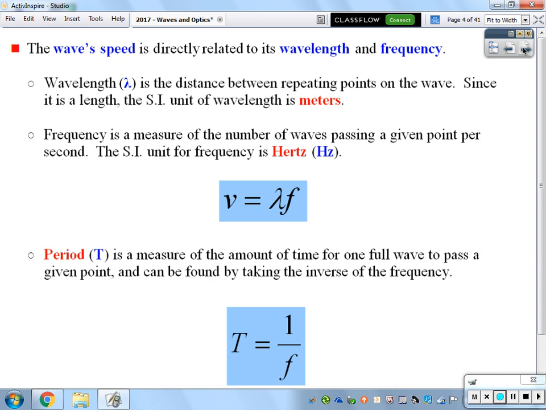As long as we know two repeating points of the wave, measure the length between those two points, that is our wavelength. I don't think that's incredibly complex. Frequency is a measure of the number of waves passing a given point per second. The SI unit for frequency is expressed as the hertz, capital H, lowercase z.